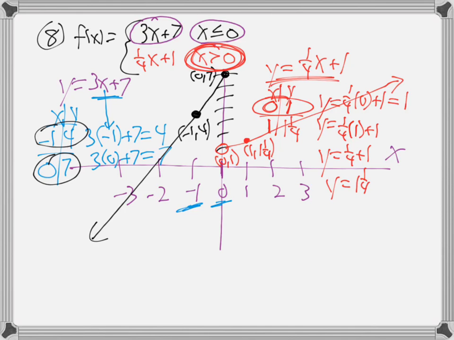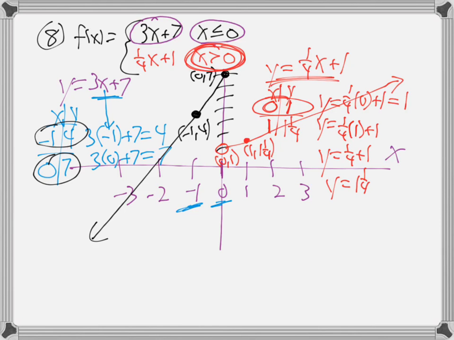Everybody see what happened there? So this point is over 0, up 1. This point is over 1, up a little higher than 1. 1 and 1/8. Just a little higher. Connect the dots. So there's our piecewise graph. It's a graph in 2 pieces.